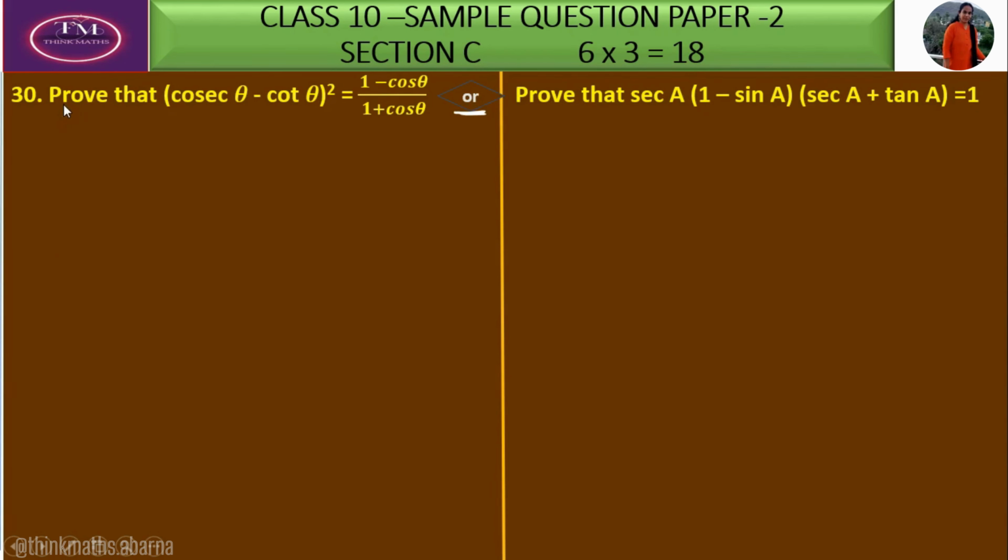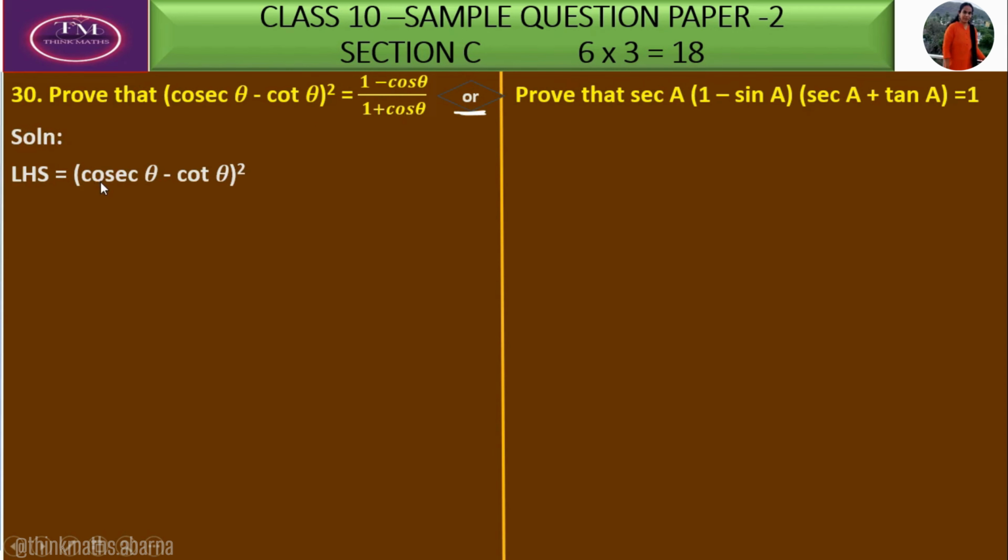What is given here? Prove that (cosecant theta minus cot theta) whole square equals 1 minus cos theta divided by 1 plus cos theta. So I am going to take the LHS, because RHS is already simplified, and write the terms in cos and sin, so that I will get the answer in cos. So let me start the solution. This is the LHS. I should get the answer of RHS, which is 1 minus cos theta divided by 1 plus cos theta.